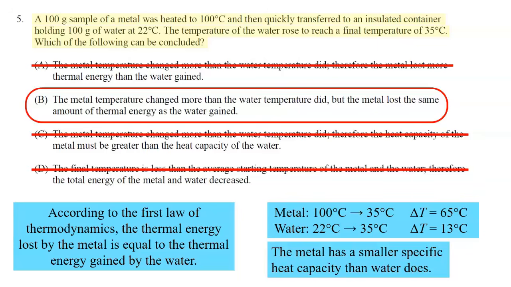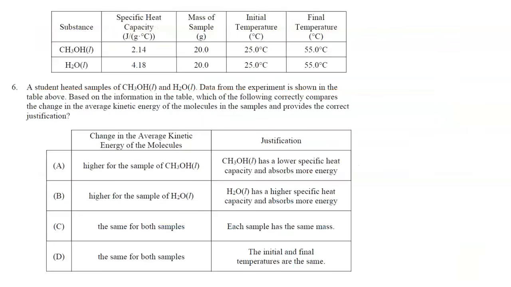Now let's take a look at question 6. In question 6, it says a student heated samples of methanol, which is CH3OH, and water. Data from the experiment is shown in the table above. Based on the information in the table, which of the following correctly compares the change in the average kinetic energy of the molecules in the samples and provides the correct justification?